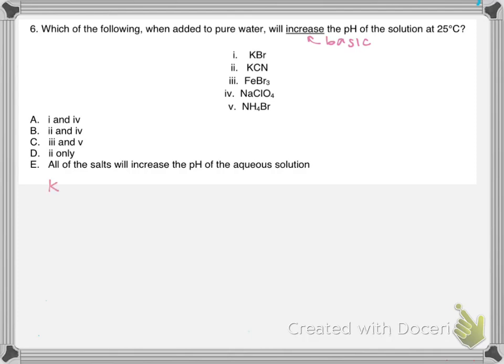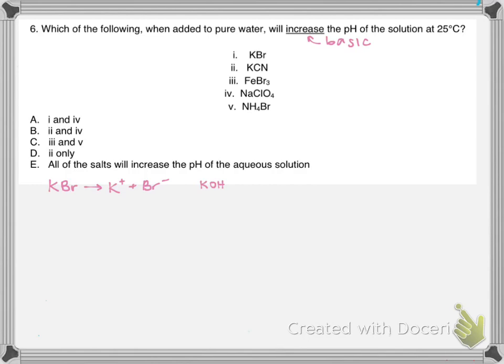We can start with KBr. So when we dissolve KBr, it's a salt, it'll completely dissociate into potassium and bromide ions. Okay, then we can think about their origin. Potassium ions you might recognize as coming from KOH. KOH is a strong base, so potassium's going to be a spectator.